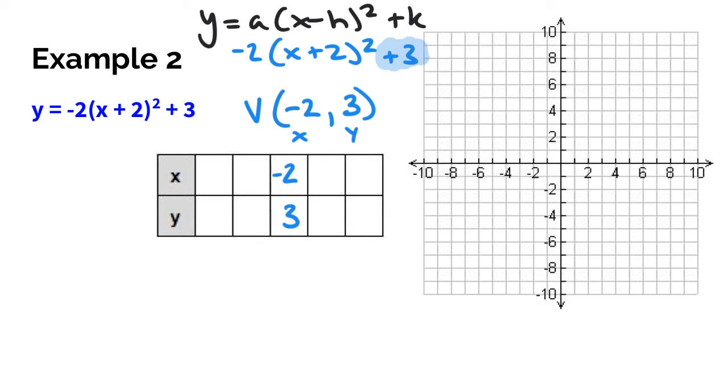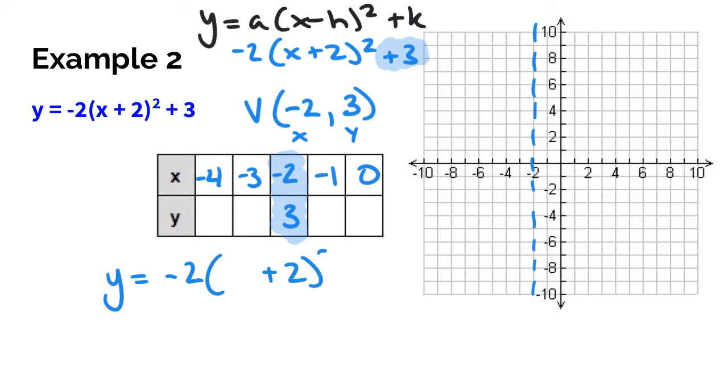I'm still going to follow the same pattern of centering my graph around that axis of symmetry, or around that vertex, okay? So I got to choose some values to the left and right of -2. So let's say -4, -3, -1, and 0. And just like before, I always want to plug these in for my input. So instead of my x, I'm going to take each of these values and plug them in where x goes and evaluate each of them.